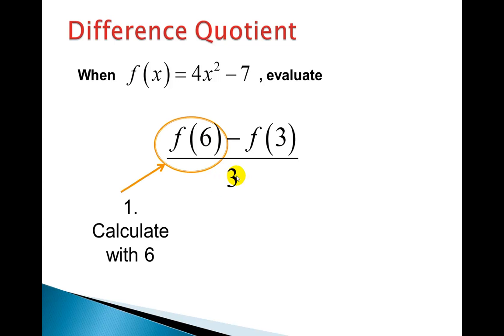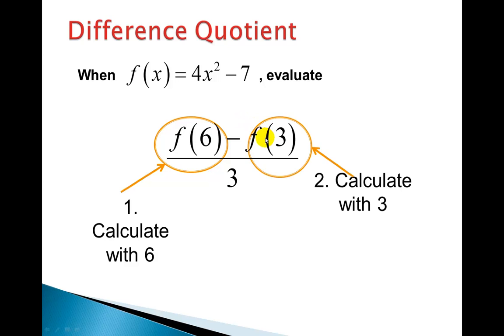Okay, so how do we do this? Here are some steps for us. First thing we want to do is calculate with 6. We're going to take that 6, plug it into the x right there. We're going to replace that x with the 6, and then we'll calculate it out. And whatever result we get, we're going to replace this whole f of 6 with that result. Then we go over here to the f of 3, we take that 3, we go up there, we plug it in for the x, and then we calculate. So we're calculating with 3.